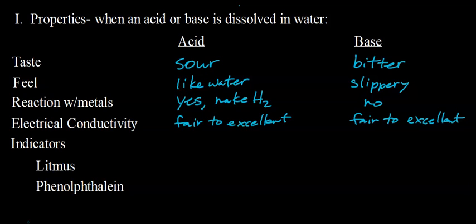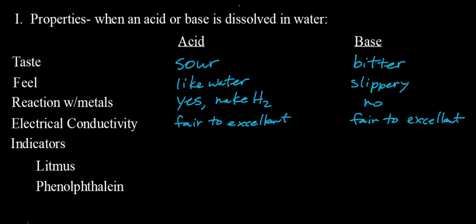Next up, we have indicators. So indicators, may want to make a note. These are chemicals that are different colors in an acid or a base. Not always, but they're different colors technically at different pHs. We haven't talked about pH yet, but that's really what it is. A chemical that's one color at one pH and a different color at a different pH. There's two that you need to know of.